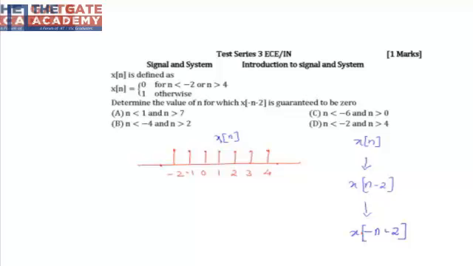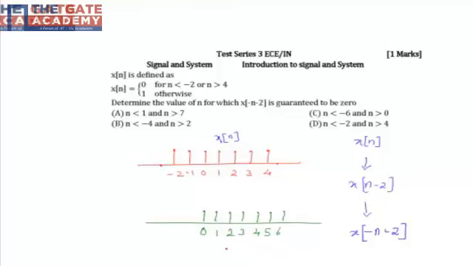So first, if I am doing the delay, the new sequence would start from here, since it is a delay. Now since it is n minus 2, it will start from 0, delayed by 2: 0, 1, 2, 3, 4, 5 and 6.